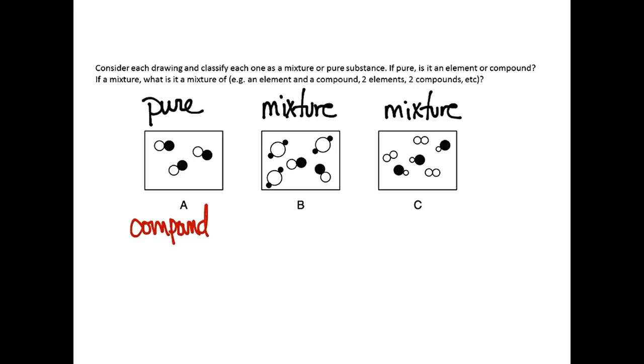So A is a pure compound, B is a mixture of two compounds, and C is a mixture of one element. These two, the fact that they're both white implies they are the same element. The fact that one of these is black and the other one is white implies that they are two different elements, which means they are a compound. So C is a mixture of an element and a compound, one element and one compound.